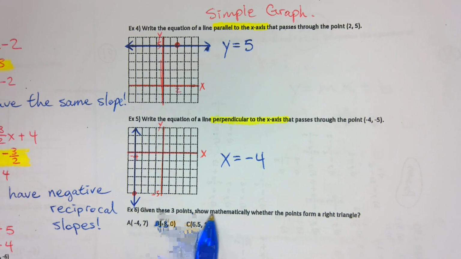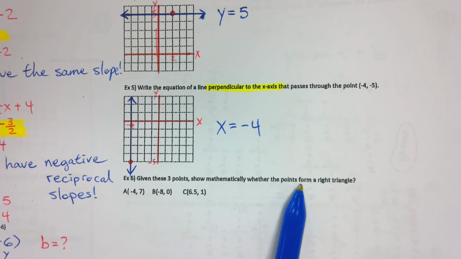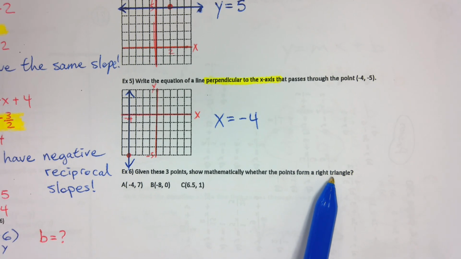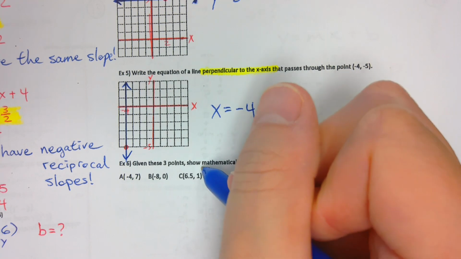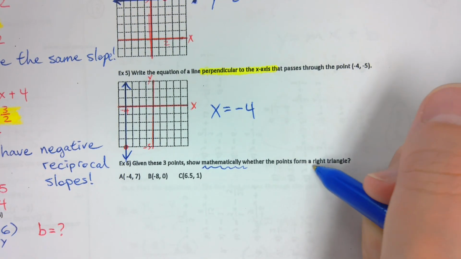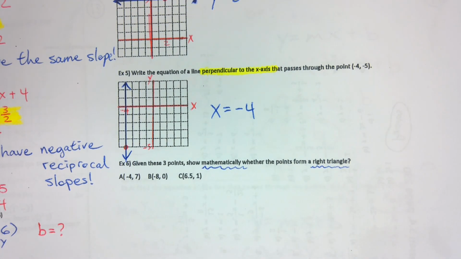Given these 3 points, show mathematically whether the points form a right triangle. Alright, so I don't want you guys to use protractors. We're not measuring it with a protractor, seeing if it's 90 degrees. We are simply showing it mathematically. So how do I show mathematically that it's a right angle? Yeah.